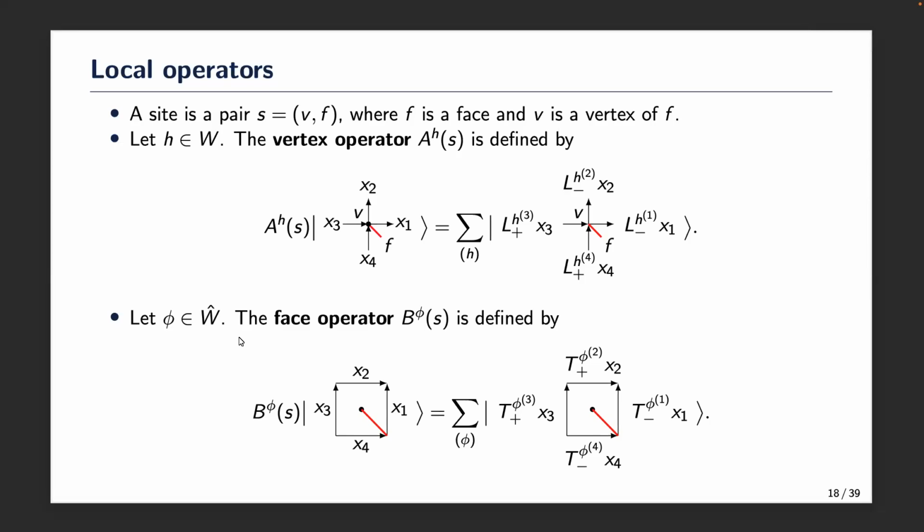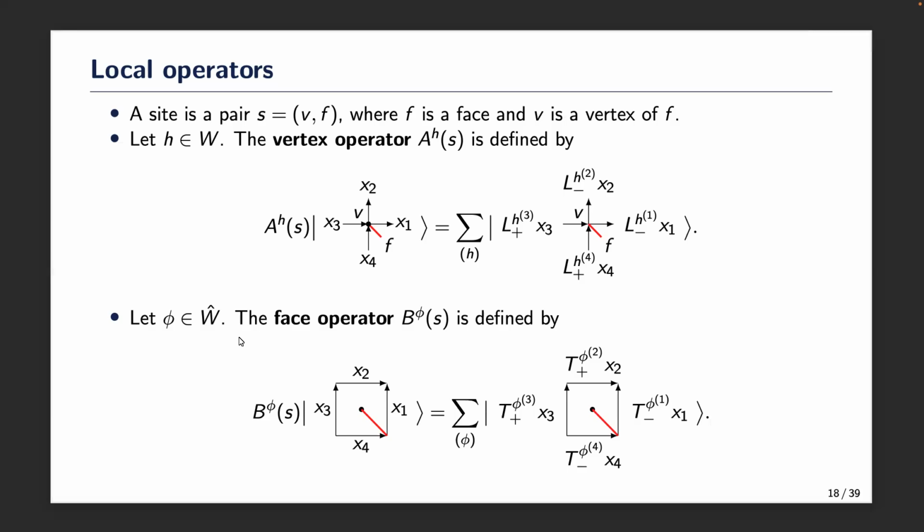Given such a site, we can define the vertex operator and the face operator by the same philosophy. What I mean is that the vertex operator only affects the edges around this vertex. First, we have a parameter from W, and then we label the edges around this vertex in a counterclockwise order, starting from this site. Then we use the corresponding components of the coproduct of this parameter to act on the corresponding edges, using the convention before. Like here, because this vertex is the starting point of this edge, we use L minus. And for this edge, because this vertex is the ending point of this edge, we use L plus here.